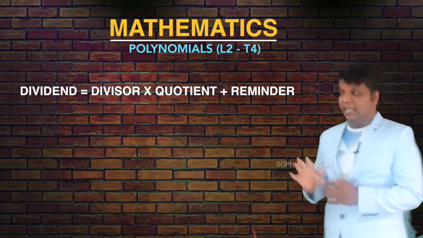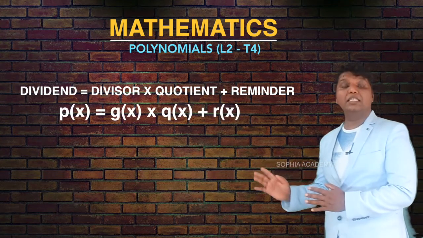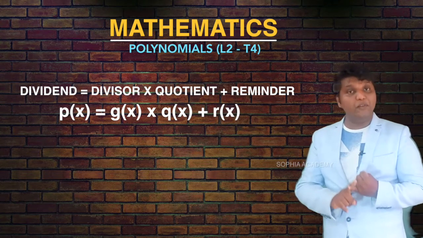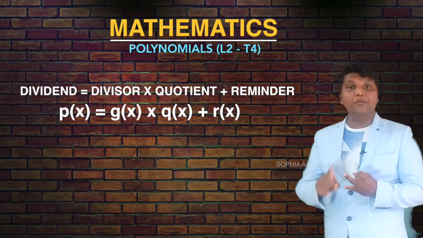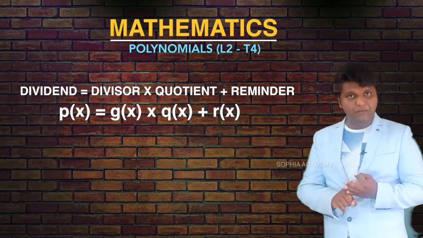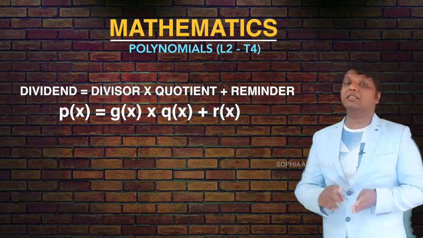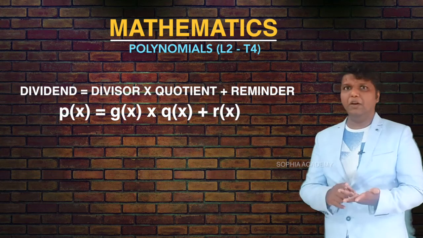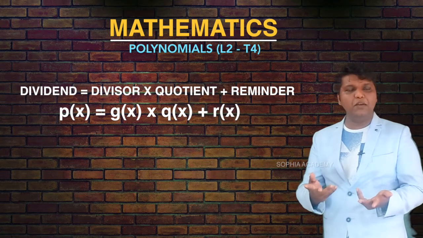In other words, if we are considering them as p of x and g of x, p of x is the dividend, g of x is the divisor, the quotient which you received is q of x, and the remainder which you received is r of x. What does it mean? P of x, q of x, r of x. What is the meaning of that one?